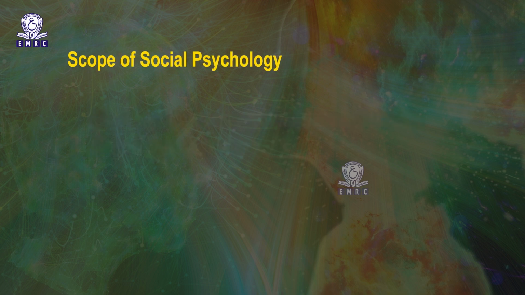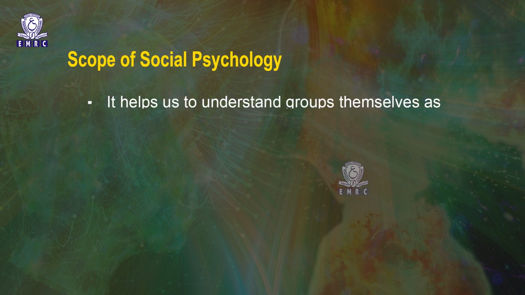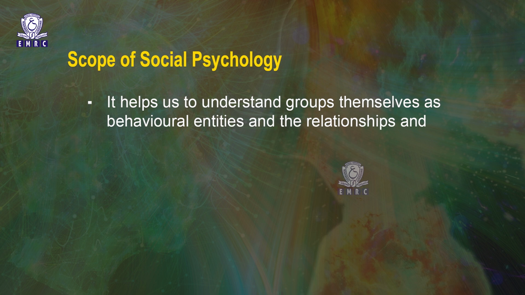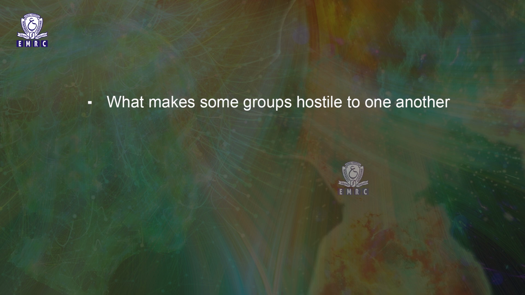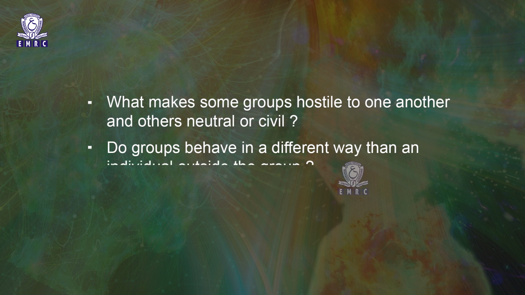The third way to understand the scope of social psychology is that it helps us to understand groups themselves as behavioral entities and the relationships and influences that one group has upon another group. It asks questions like what makes some groups hostile to one another and others neutral or civil? Do groups behave in a different way than an individual outside the group? So, all these questions can be understood by studying social psychology.